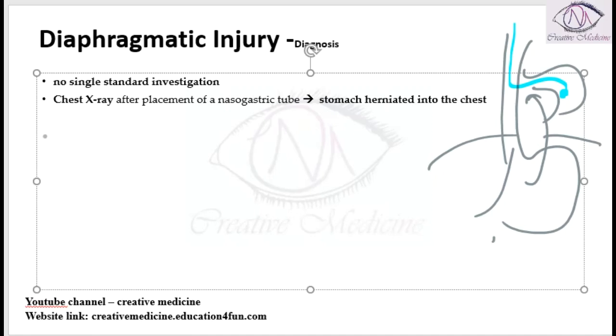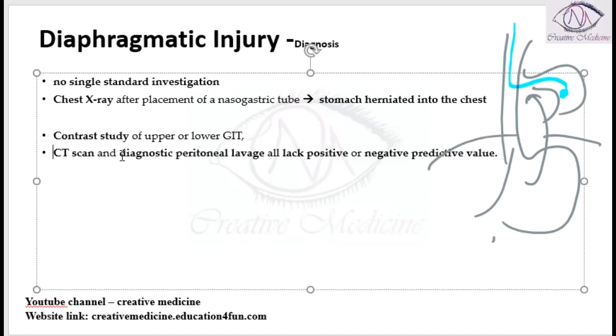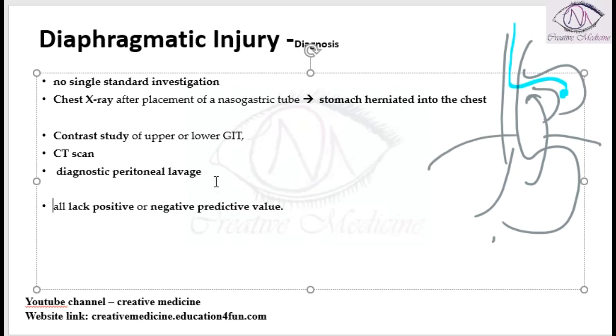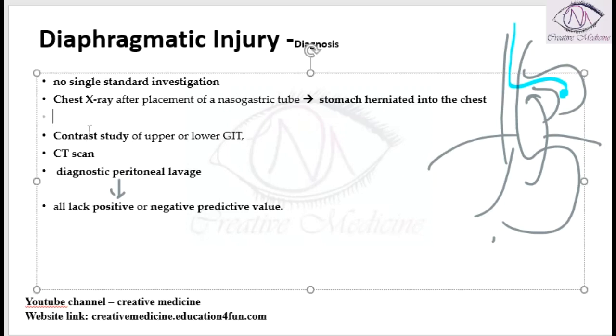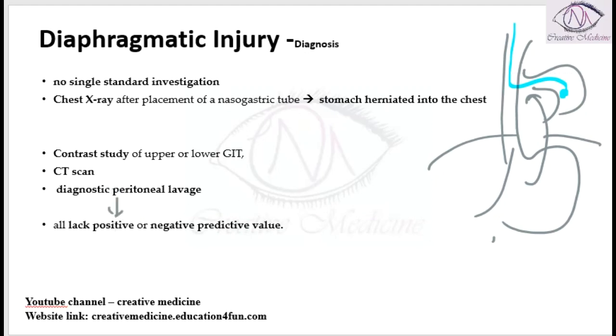Then other tests can also be done, like a CT scan, contrast study of the upper and lower GI tract, or even diagnostic peritoneal lavage. But all these are not that good, because both positive and negative predictive value are limited for them. So it is difficult to diagnose with any of these. Then how are you going to diagnose the diaphragmatic injury?